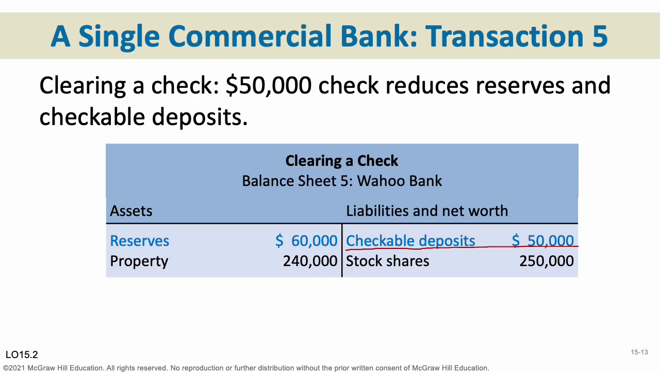And on the left, it's going to reduce our reserves from $110,000 to $60,000 because the money that we had to pay off the customer's check, so they wrote a check to someone, our bank had to give the money, had to come from our reserves. So our deposits are dropping to $50,000, our reserves are dropping to $60,000. So that's what's going to happen here when our customer writes a check.